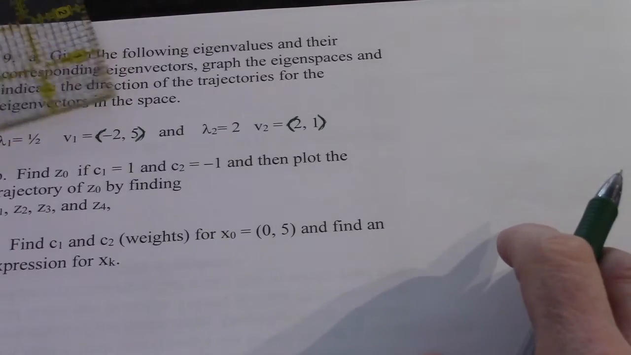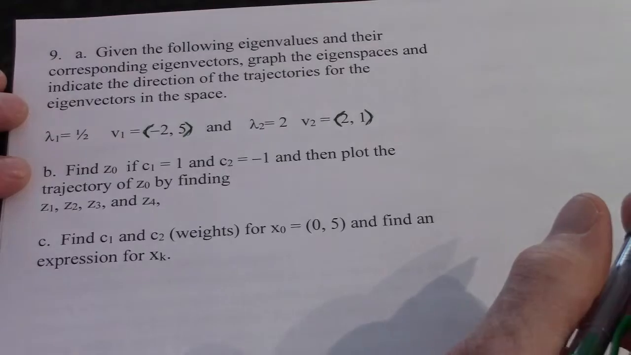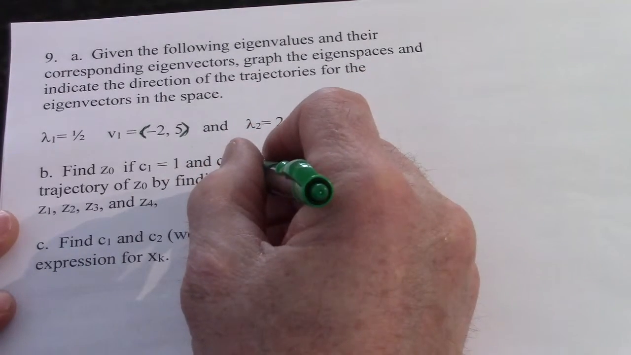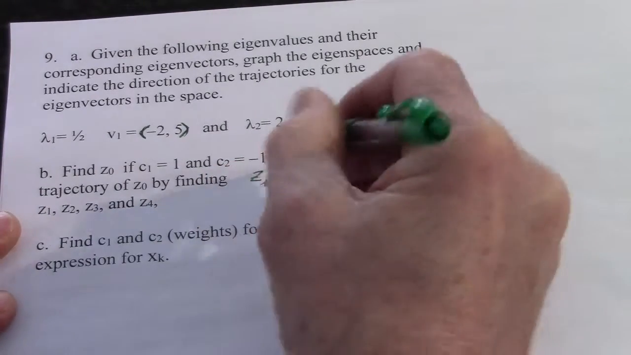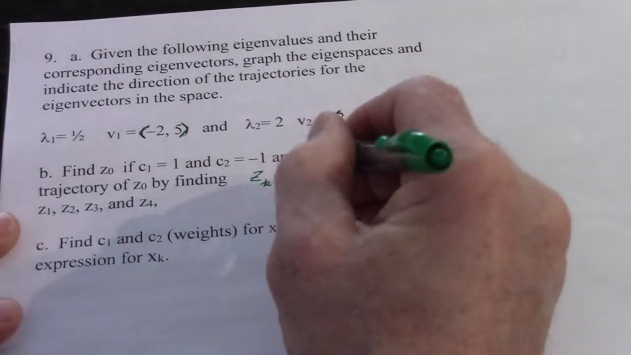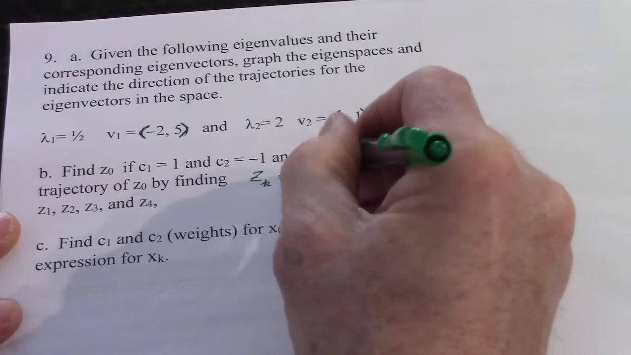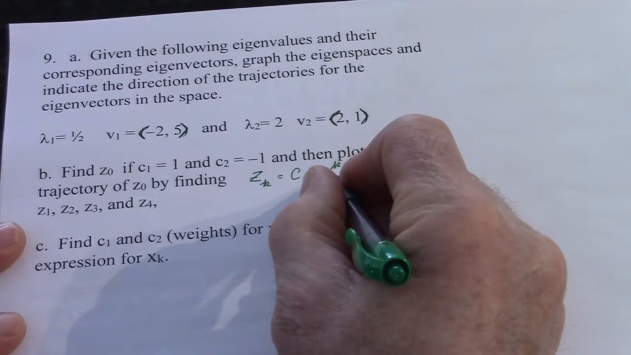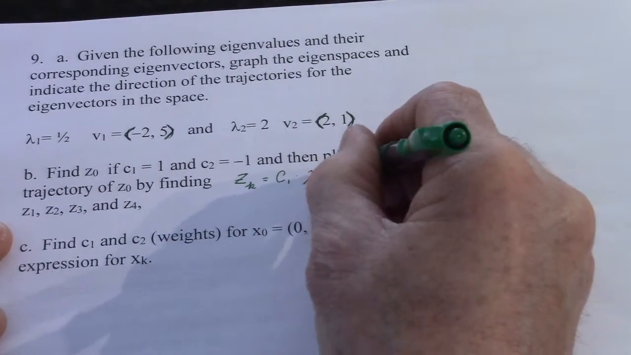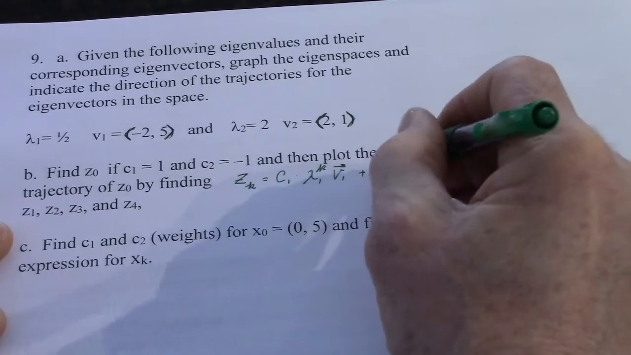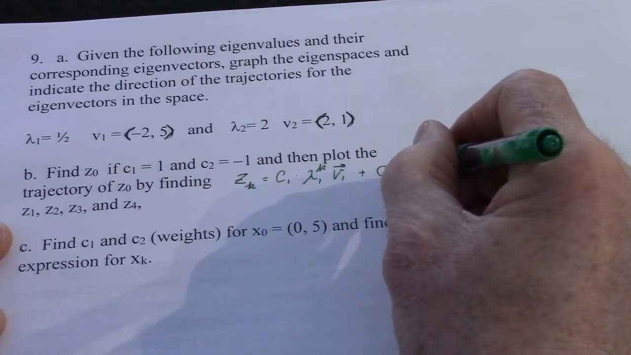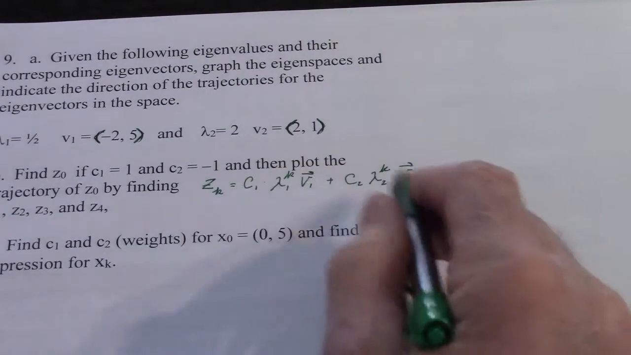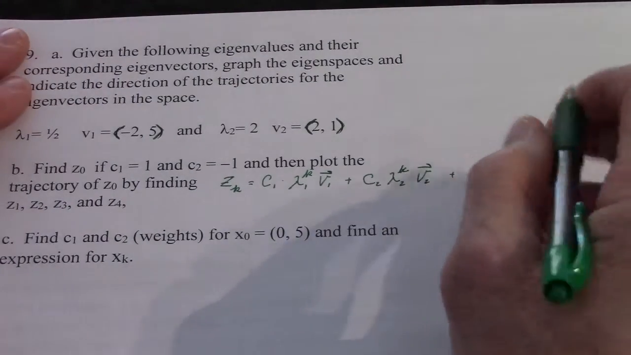Part B is to find z sub 0 if c sub 1 equals 1 and c sub 2 equals -1. Well, we need the general formula for any vector that is being influenced by these eigenspaces. z sub k is equal to some constant, some multiple, times the eigenvalue for that one to the k power, and then the corresponding eigenvector v sub 1. So this eigenvalue and eigenvector correspond, and similarly throughout, if there's a second eigenvalue, then it would be eigenvalue number 2 and its corresponding eigenvector. And if there were more, this general formula goes on and on, depending on how many eigenvalues a system would have.